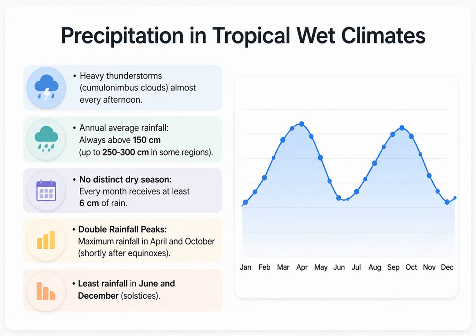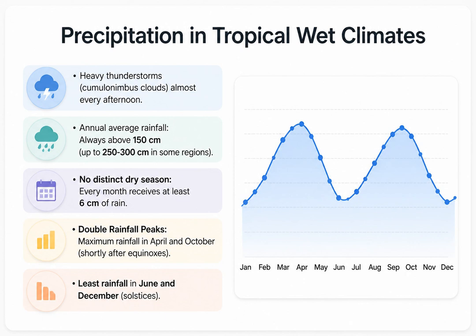When we look at precipitation in the tropical wet climate, it is defined by its daily rhythm. Almost every single afternoon, heavy cumulonimbus clouds build up, resulting in intense thunderstorms. The annual rainfall is massive, always above 150 centimeters and sometimes pushing 300 centimeters. There is absolutely no dry season here.